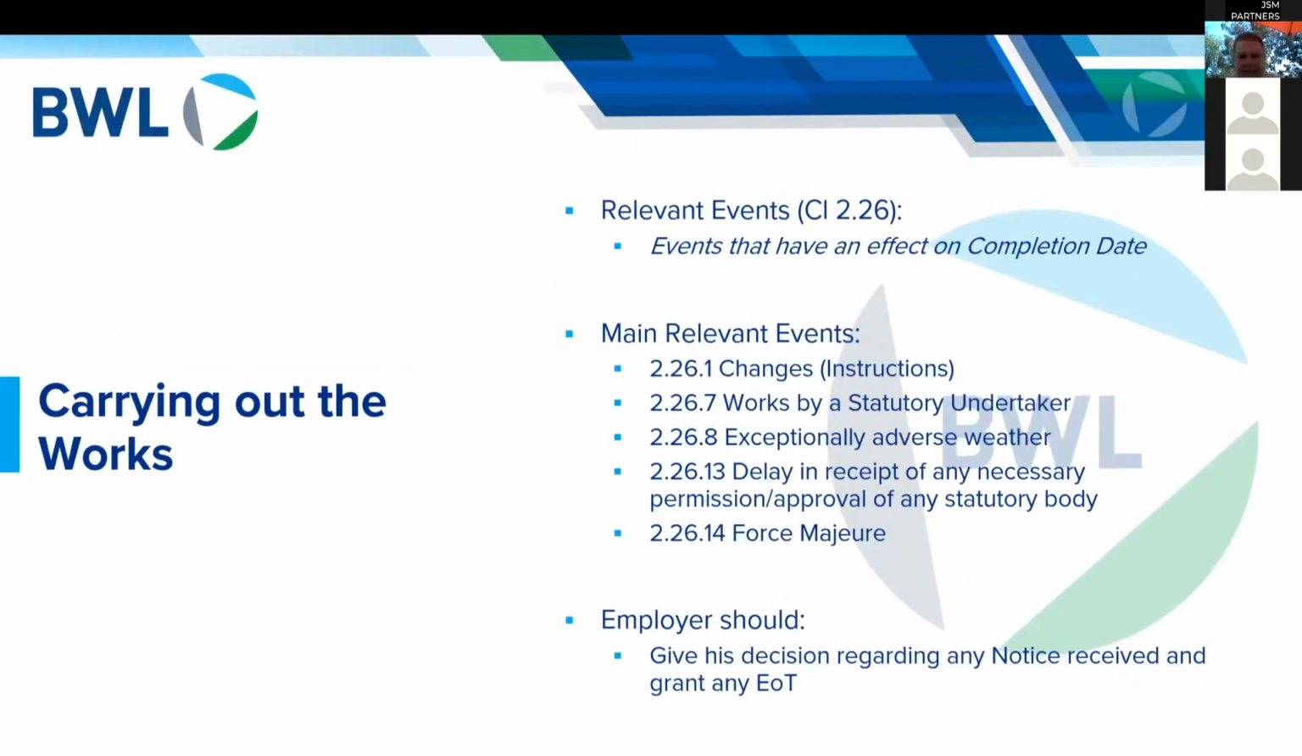So, as I said, that change in the completion date has to have a reason for it that's within the contract. And we've listed out here on this slide some of the main relevant events that are in the contract. So change, which we've just discussed: an instruction from the employer to do something different to what was originally planned. Works undertaken by a statutory undertaker. For those who aren't familiar with that terminology, a statutory undertaker is gas, water, electricity.